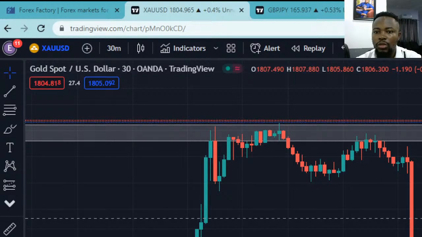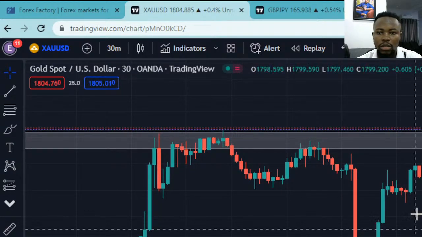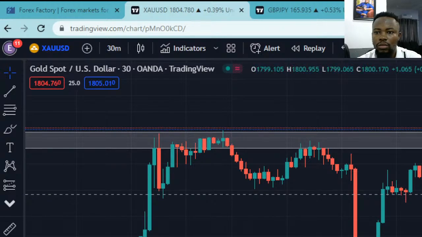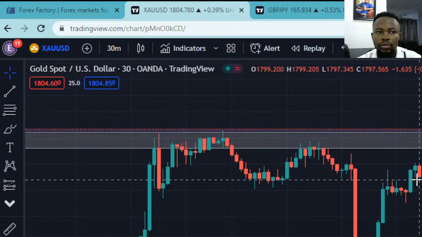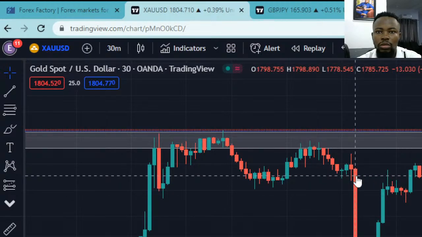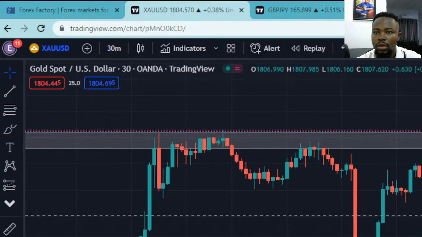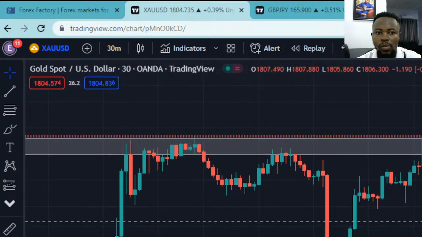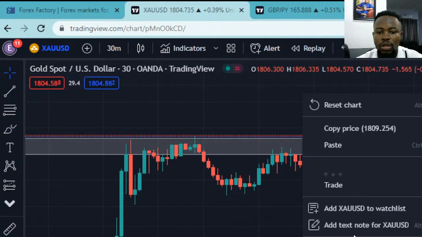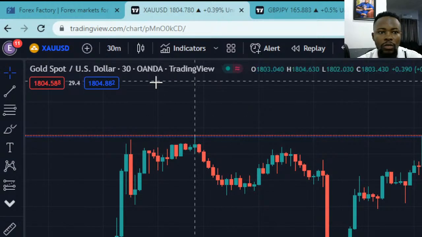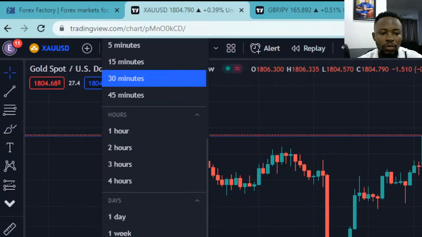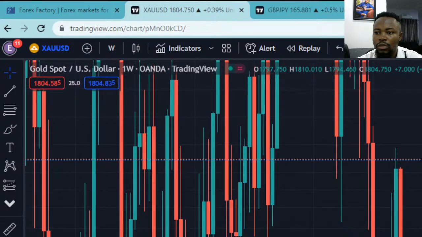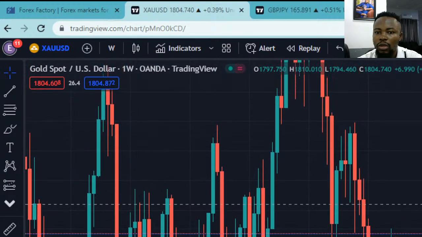Good morning. So let's see what we can do here today. First of all, let's look at gold. Let's start from the weekly here. Let's analyze gold from the weekly.